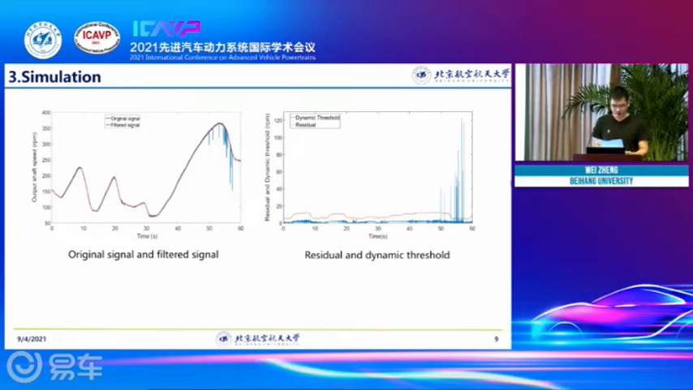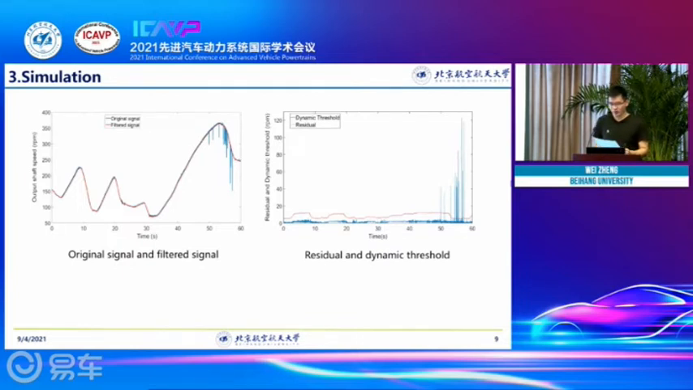The method introduced in this paper is used to forecast the real output shift speed signal of the automatic transmission. Firstly, the original signal is filtered by limiting and a low-pass filter. The original signal and the filtered signal are shown on the left. By taking the difference between the speed signal before and after filtering, the residual is obtained. At the same time, according to the designed dynamic threshold, the threshold value is generated. The residual signal and the dynamic threshold are shown on the right.